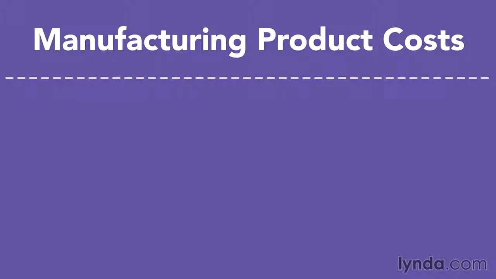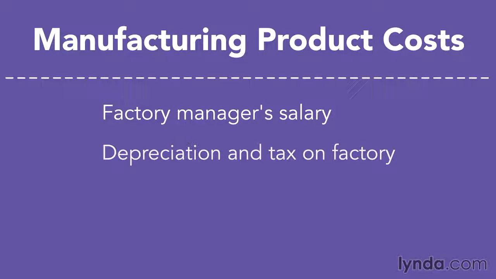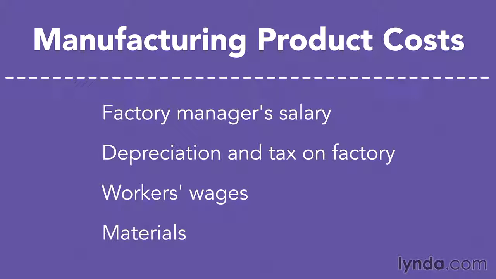In a manufacturing company such as DuPont, product costs, often referred to as manufacturing costs, are all costs necessary to create finished goods ready for sale. They include all costs related to production: the factory manager's salary, depreciation and taxes on the factory building, wages of the factory workers, and the materials that go into the product.